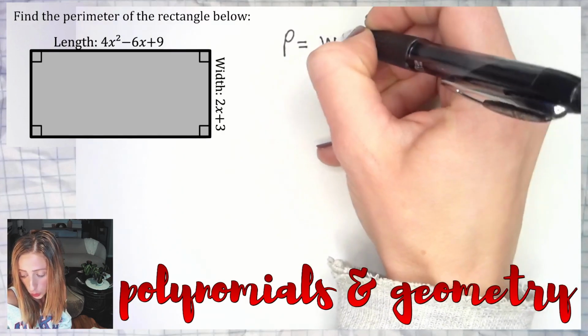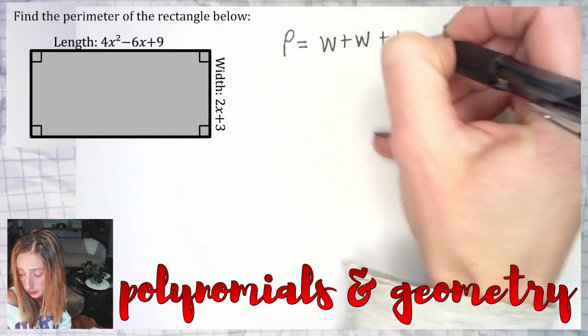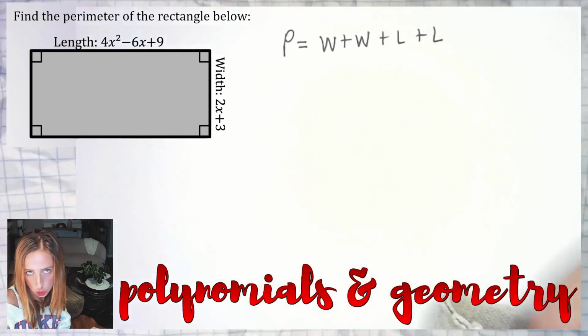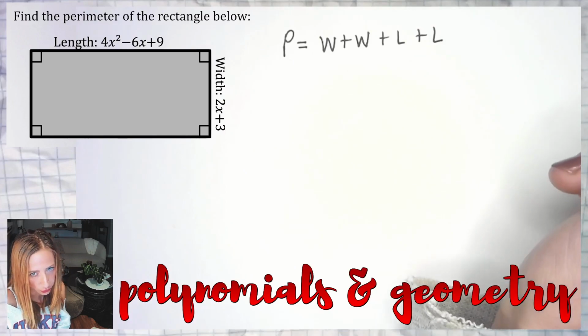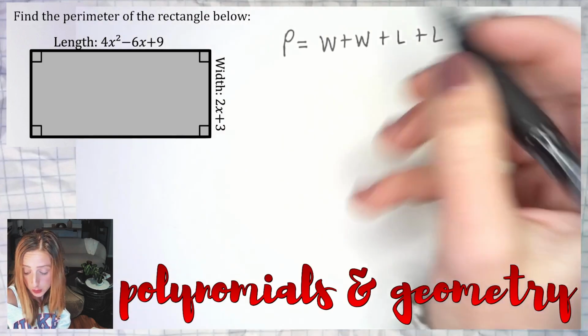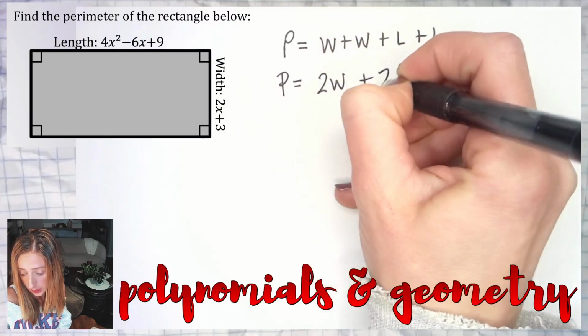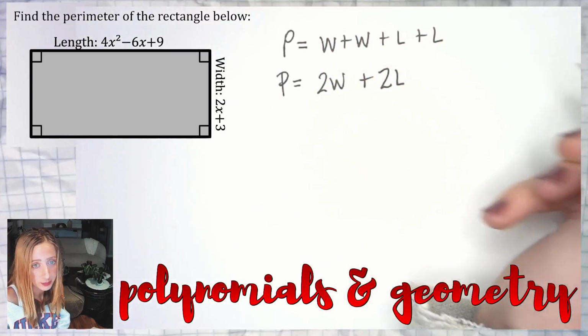If you wanted to do width plus length and kind of keep it all like that, that's totally fine. That might be safer for some people who mess up when they distribute. Or maybe you just think of it as 2W plus 2L. That's also fine. All right.